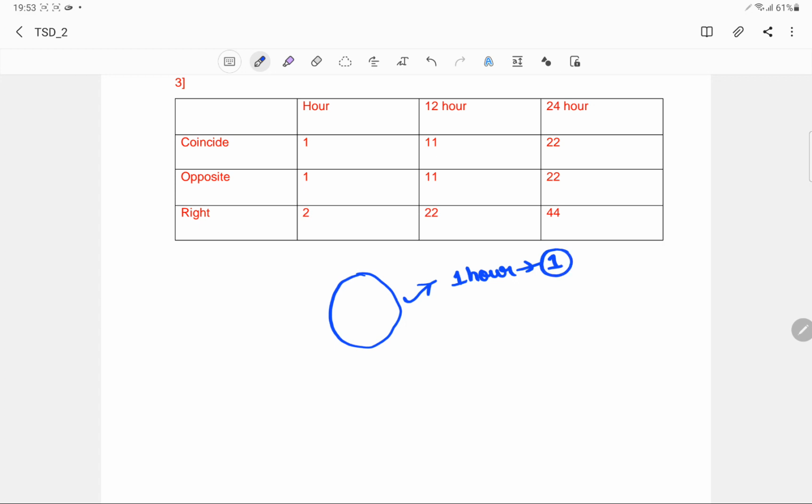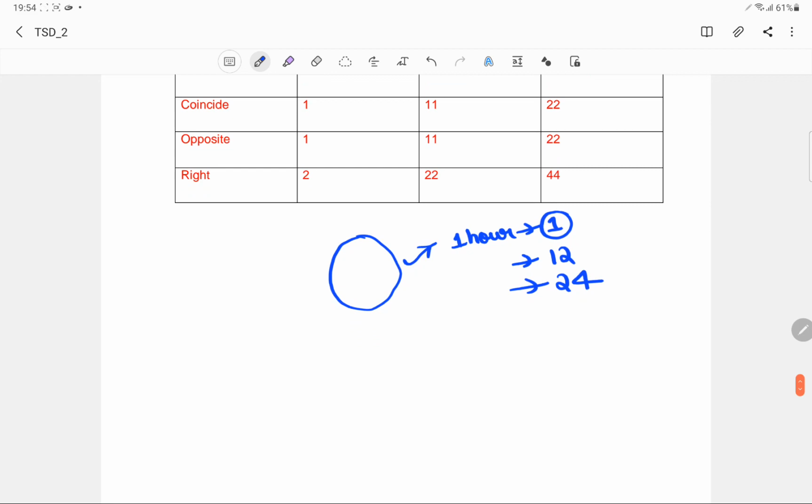So in 12 hours it would be 12, and in 24 hours it would be 24. In a similar manner, if we think about the number of times they would be opposite, where the angle between them is 180 degrees, we feel that in 1 hour it is 1. So in 12 hours it would be 12, and in 24 hours it would be 24.